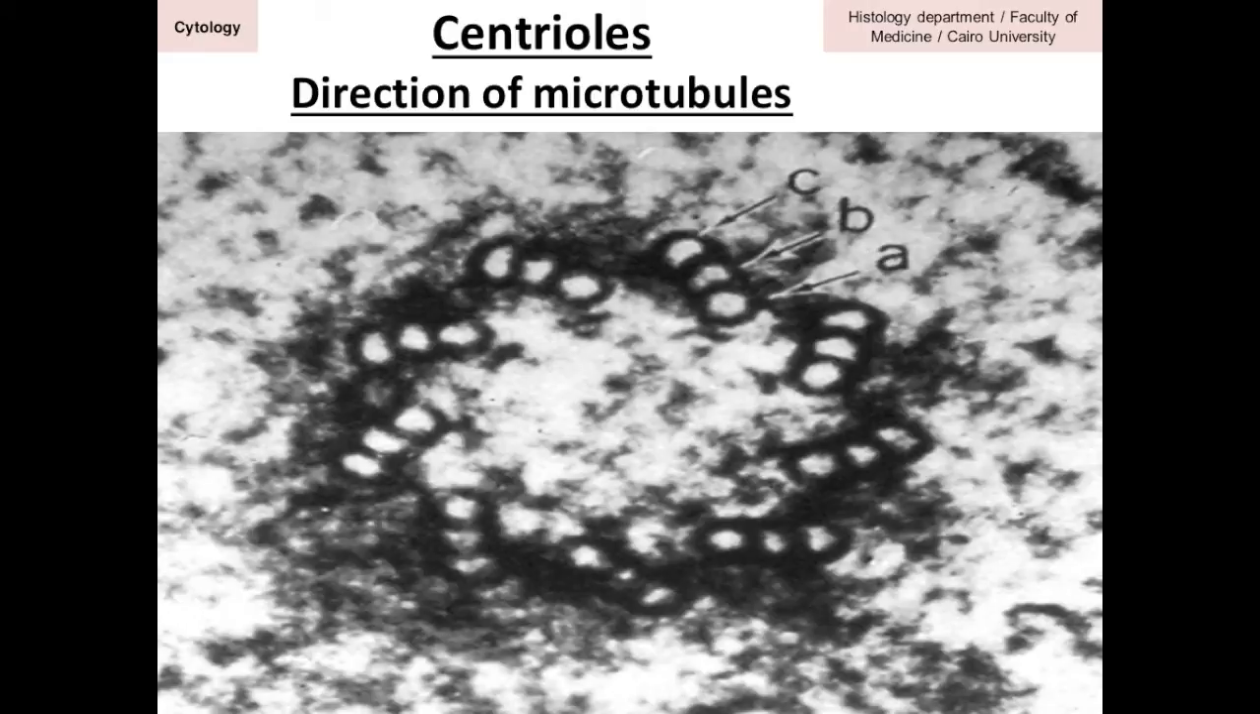Again, this is an electron microscope picture for the transverse section of the centriole. Here we have the 9 triplets, and this is the arrangement of the microtubules that form this triplet. This is the A, which is a complete microtubule formed of 13 protofilaments, while the B is sharing 3 with the A, and it is formed of 10 protofilaments, and the same for the C, which is the outermost.